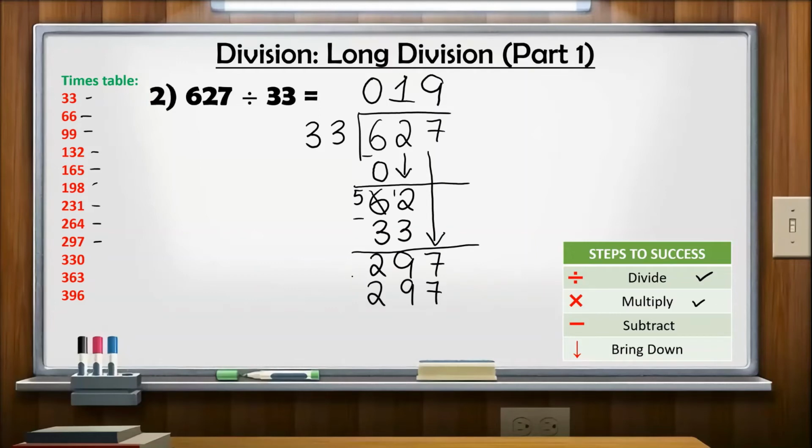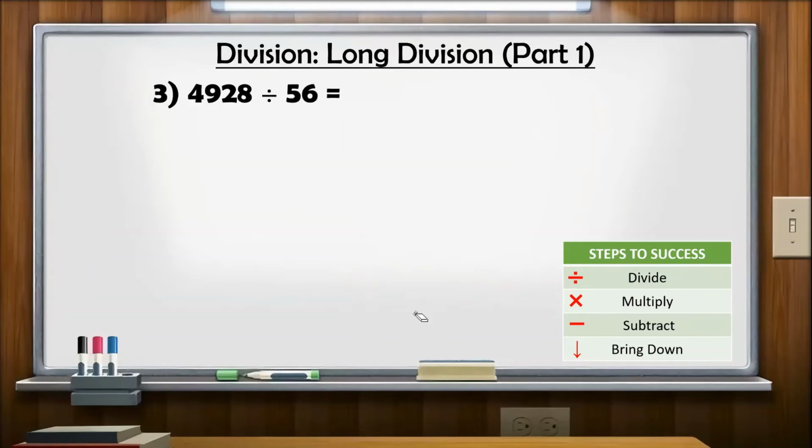The next step is to subtract. So I'm going to do 297 take away 297, and that gives me 0. So what that is telling me is there is no remainders left. And with there not being any numbers to bring down, my final answer for 627 divided by 33 is 19. Now moving on to my final example.